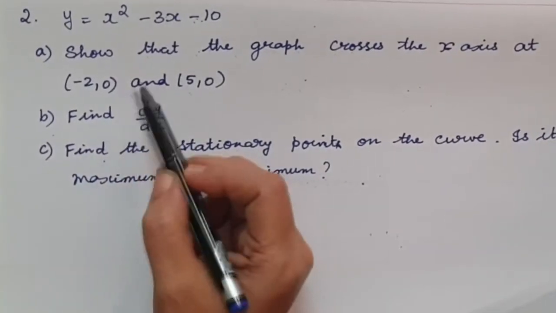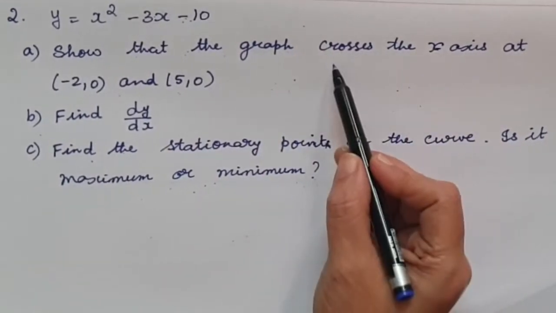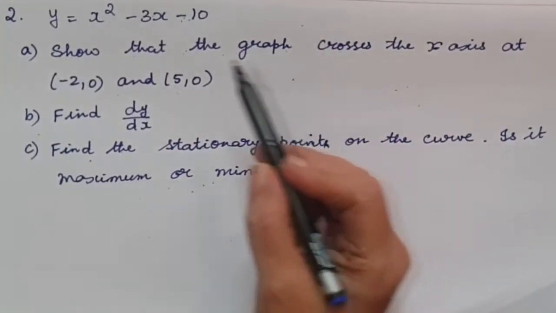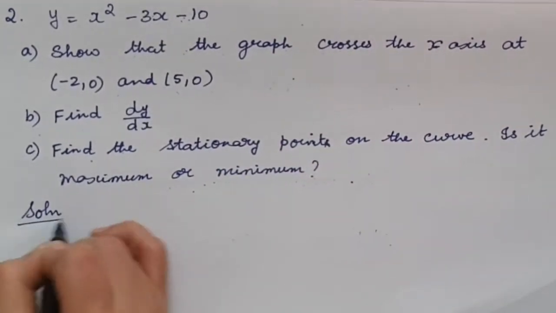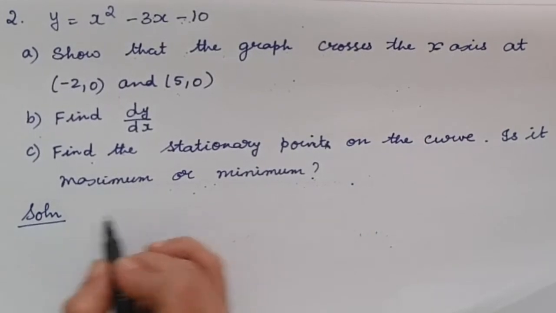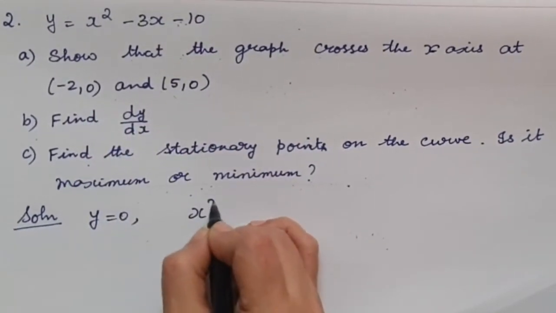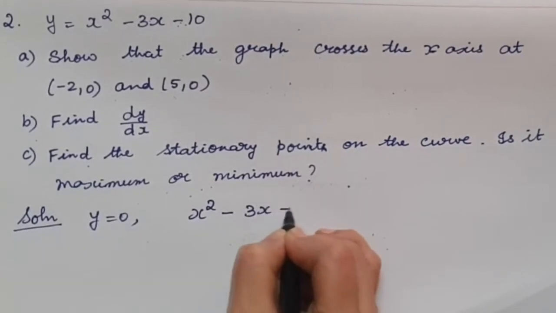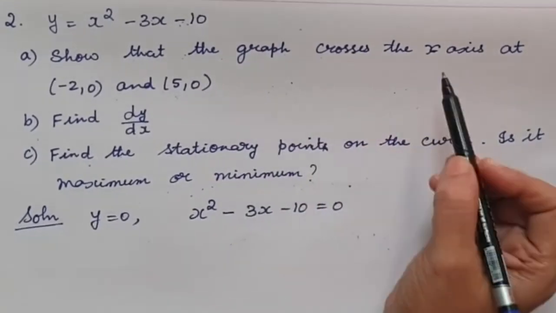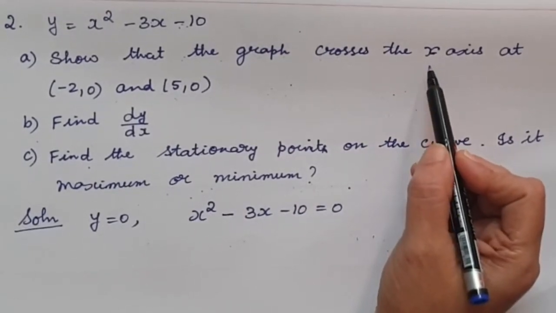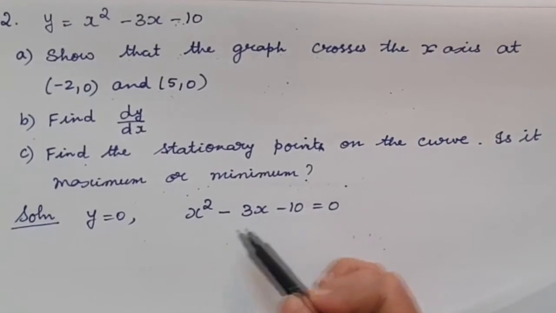The first thing is we need to show that the graph crosses the x-axis. When a graph crosses the x-axis, the y-coordinate will be 0. So the solution: when it crosses, y equals 0. That is, when y equals 0, we have x squared minus 3x minus 10 equal to 0. You need to remember, when it is crossing the y-axis, x will be 0. When it is crossing the x-axis, y will be 0.